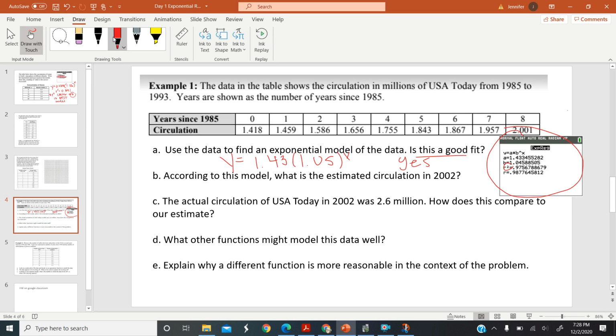The next question is, according to this model, what is the estimated circulation in 2002? The first thing you need to do with the 2002 is see how many years that is since 1985. That's going to be 17 years, so x is going to equal 17. Whenever I plug that in, that'll tell you the estimated circulation in 2002. So it'd be 1.43 times 1.05 to the 17th power.